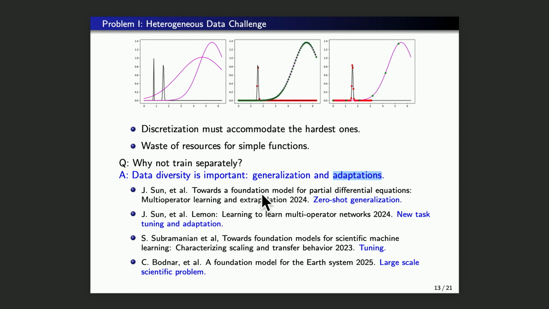Okay, so here are some references about data diversity. The first and the second one are actually our work, mainly done by Dr. Sun from Johns Hopkins. This one is very interesting, and essentially they show the importance of data diversity in some real large-scale scientific applications.